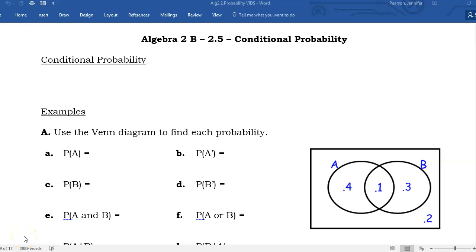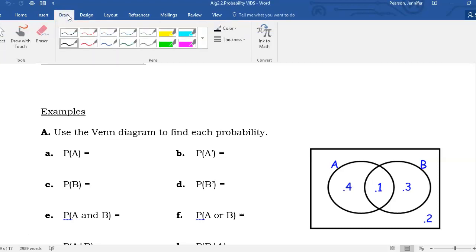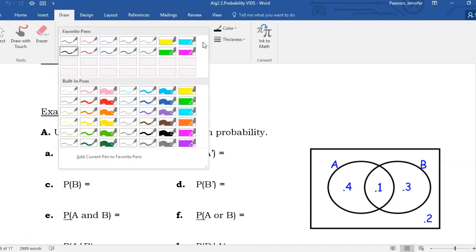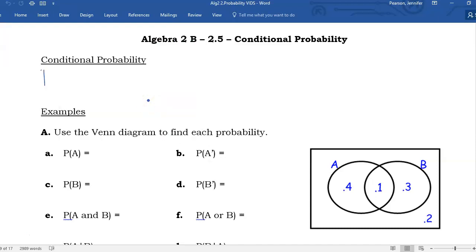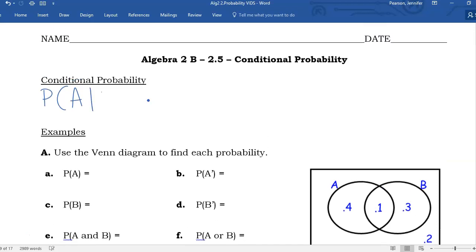This is Algebra 2, Probability Lesson 5, Conditional Probability. Conditional probability is related to something we've already talked about, and that is the given. When we looked at this with our dependent probabilities, we called this the probability of A given that B has already happened. That line means given that.